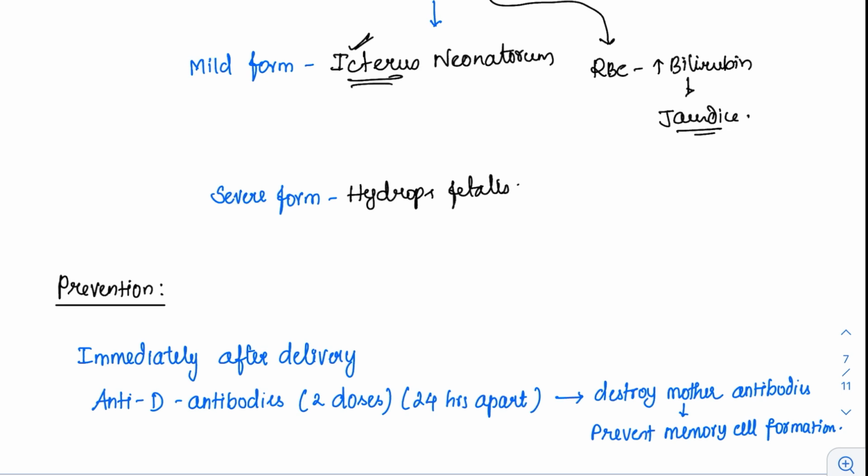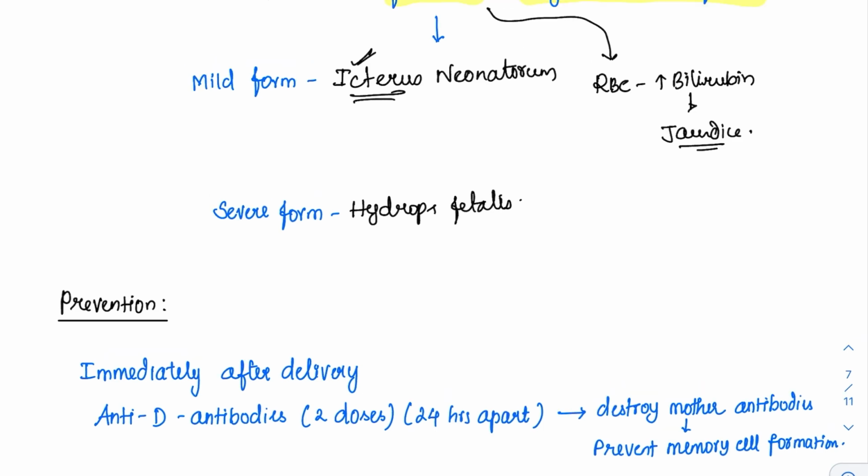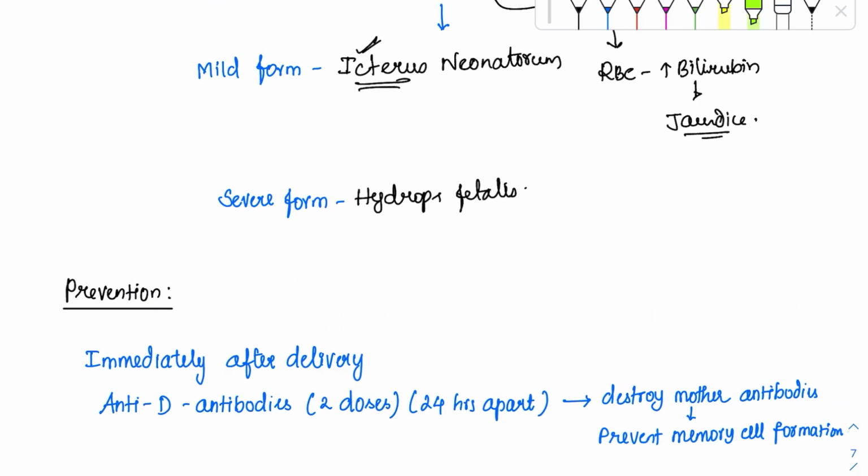Can it be prevented? Yes, it can be prevented. Prevention can happen right before marriage also. But if the conception has happened and the mother is negative and the baby is positive, what can we do? Immediately after the delivery, we will give anti-D antibodies. These are the antibodies against the antigens. So whichever Rh antigen has entered the mother will be destroyed immediately. So there is no chance of forming memory cells. Memory cells are the huge issue here. If we prevent the memory cells from forming, then we can prevent the second baby from getting affected.